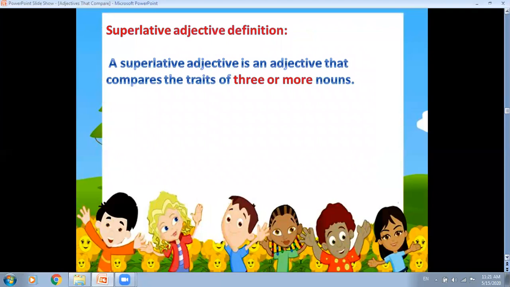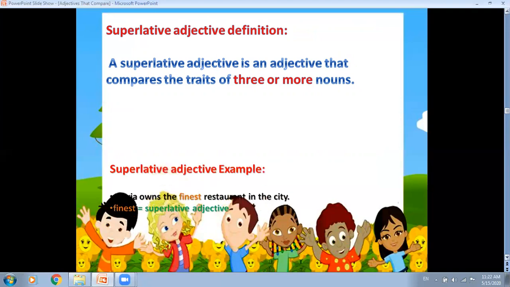Now, superlative adjective definition. Let's read. A superlative adjective is an adjective that compares the traits of 3 or more nouns. 3 or more nouns. People, animals, things, or places. Okay? So 3 or more. Let me give you an example.